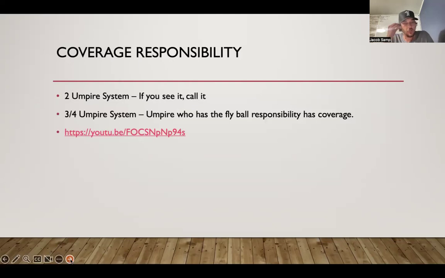Lastly here, we'll talk about coverage responsibility. In the 2-umpire system, both umpires have equal ability to call infield fly. We have gone to 3 and 4 umpire systems for playoffs and state tournaments. In those cases, it is typically the umpire who has the fly ball coverage responsibility who would have the infield fly call. And I got a video to talk about that.